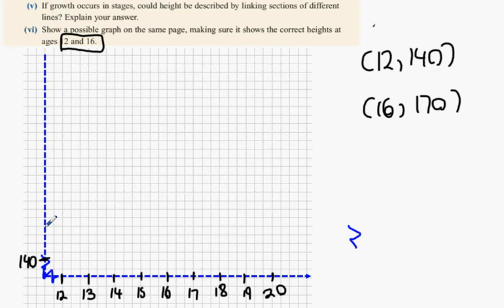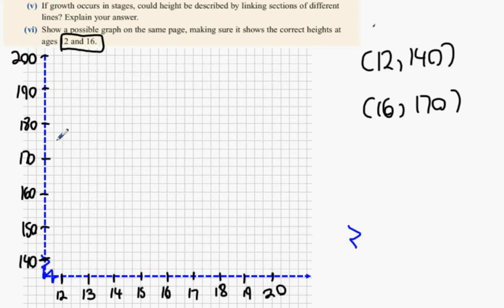Every 4. Where am I? 2, 3, 4. There it is. 150. Another 4. 160. Another 4. 170. If 4 blocks is worth 10, how much is 1 block worth? 2.5. We all good with that? Not 25. Each block is worth 2.5.